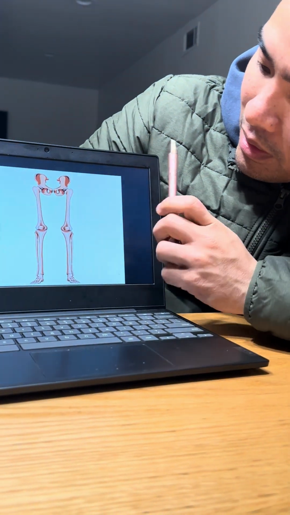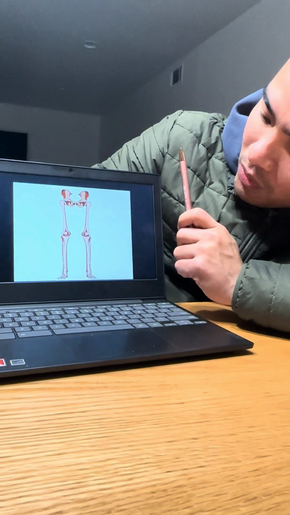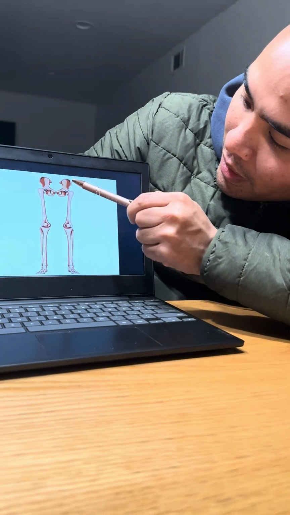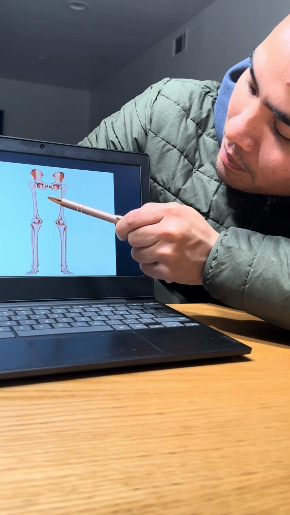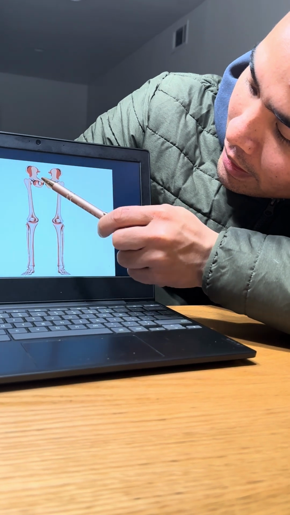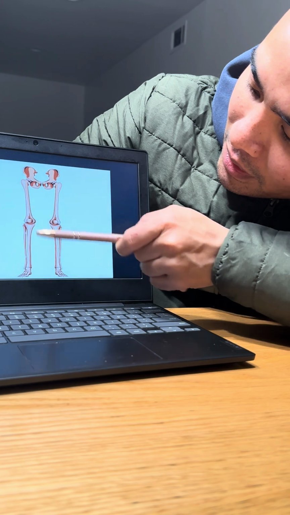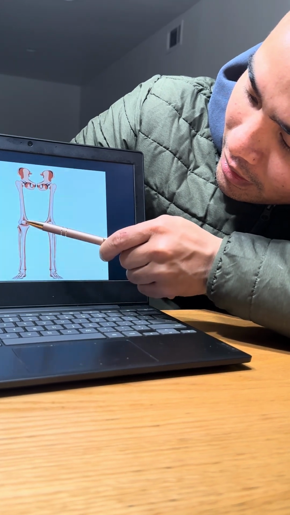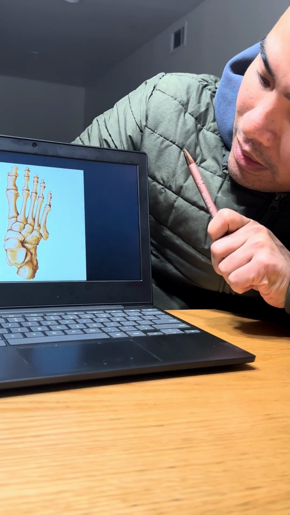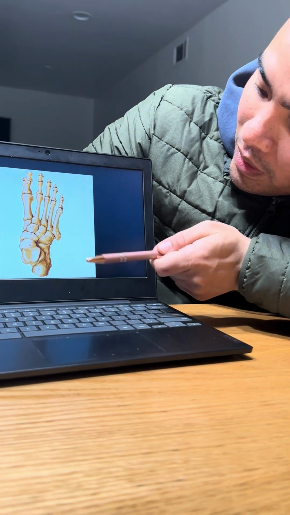All right, now we look at our pelvic girdle and the lower limbs. This part right here is the ilium, the ischium, and this part right here is the pubic bone, the humerus, the tibia, the fibula, and the patella. All right, then we will look at our foot.